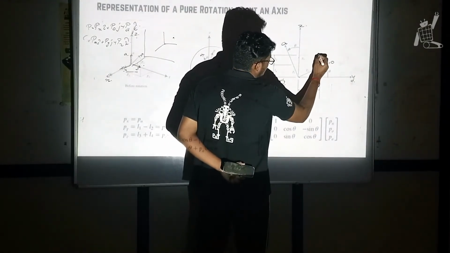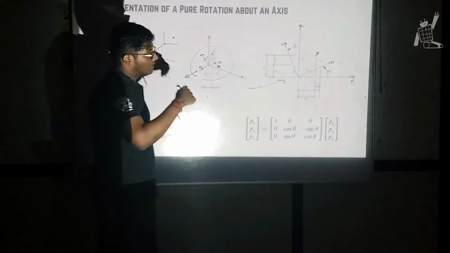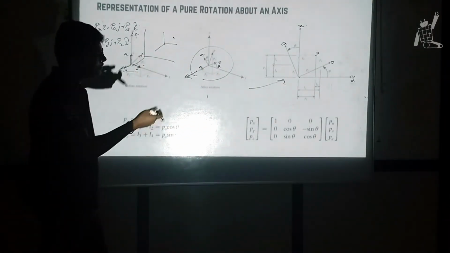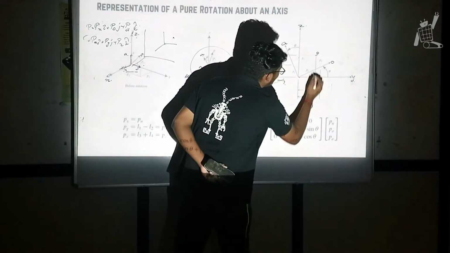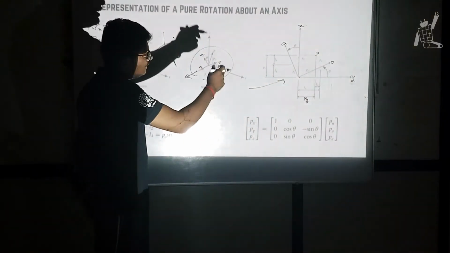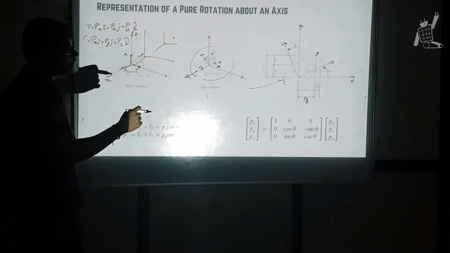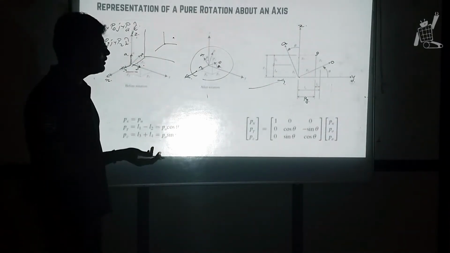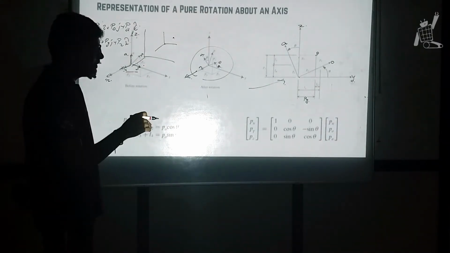So this is the point P. I said that P is attached to a smaller frame. So the distance, this will be Py. It means the position of the point P in the y direction with respect to the fixed frame.